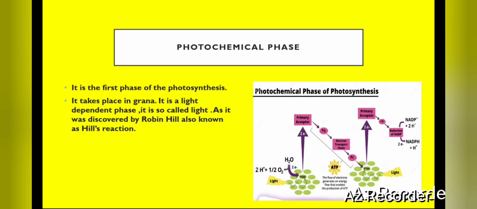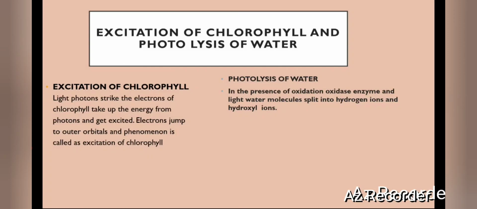It is the first phase of the photosynthesis. It takes place in the grana. It is a light dependent phase. It is also called light reaction. As it was discovered by Robin Hill, it is also known as Hill's reaction. It includes excitation of chlorophyll and photolysis of water.